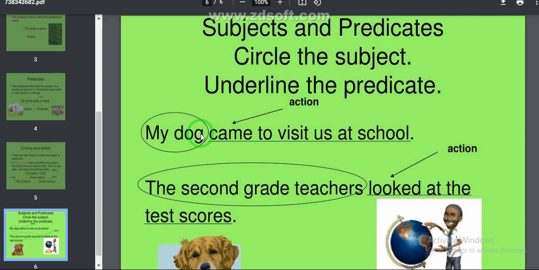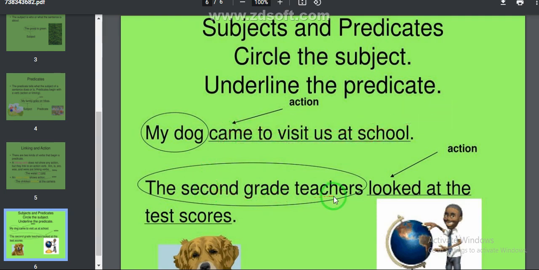Where's the telling part now? The action. What did the dog do? Where's the verb? Where's the predicate? Came. Came is the verb. So from the verb came till the end is the complete predicate, the verb, the action. Came to visit us at school. All of this is the complete predicate. This is what's happening in the sentence. What happened to the dog? Came to visit us at school. So this is the complete predicate, right?